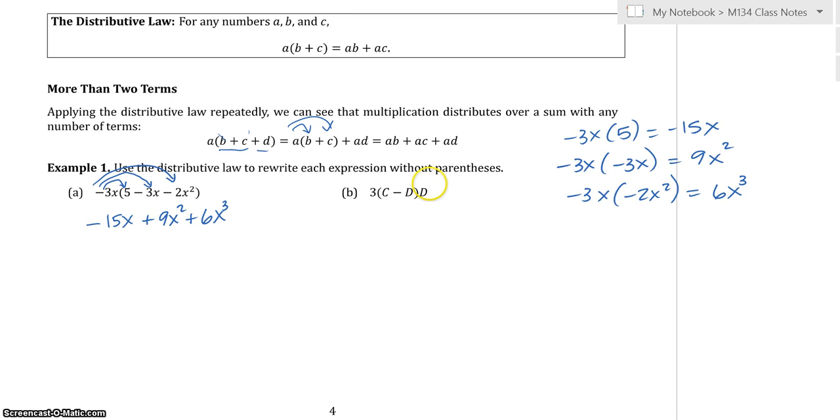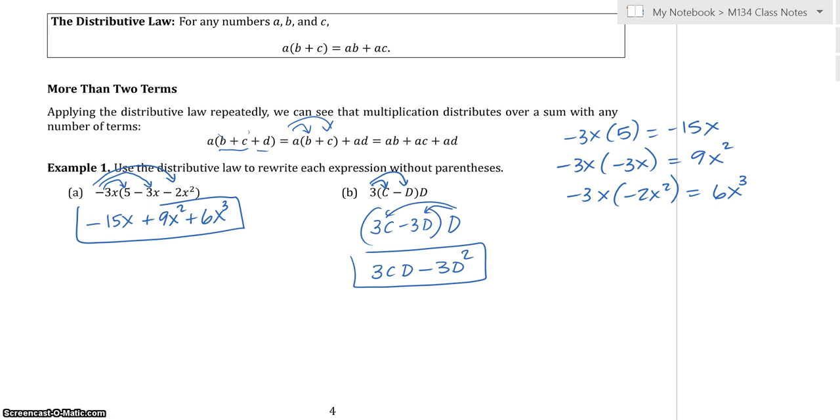Part B, you can do it twice. You can do 3c minus 3d, but we still have that d there. So then if I do it this way, the a could be on the left or the right. You can make this 3cd minus 3d squared. So that would be the answer to both of those.